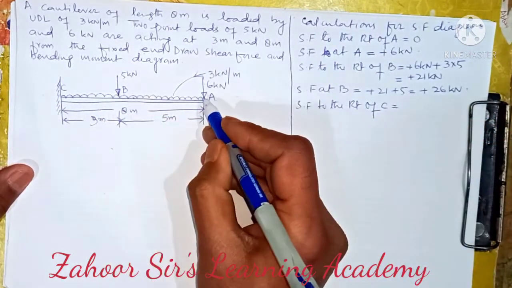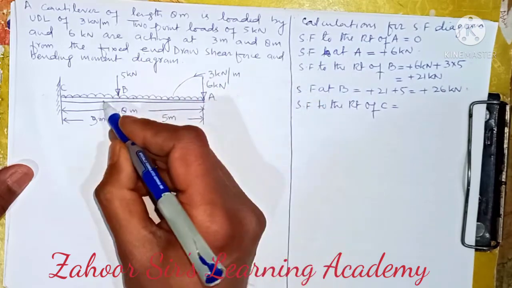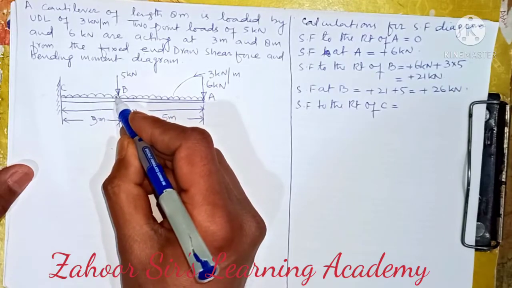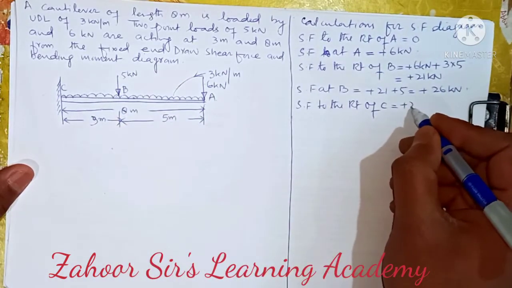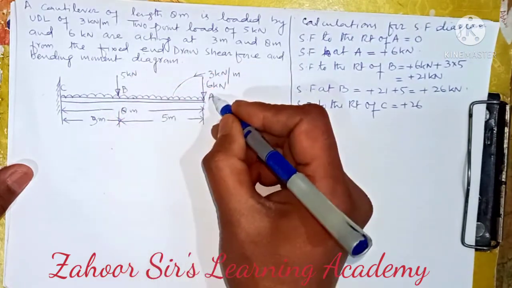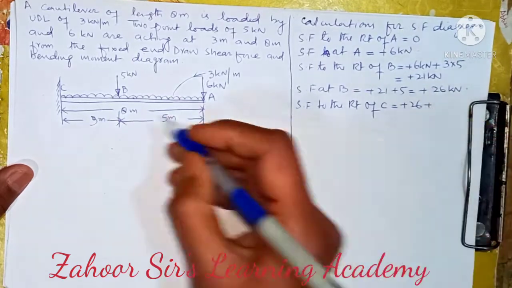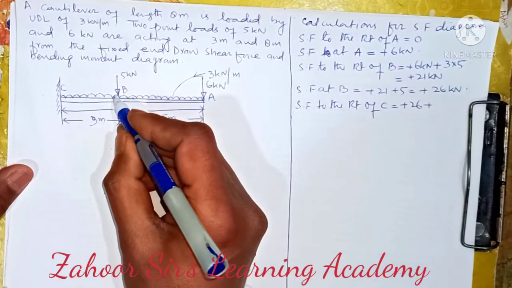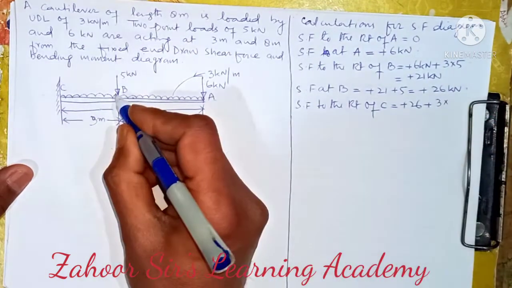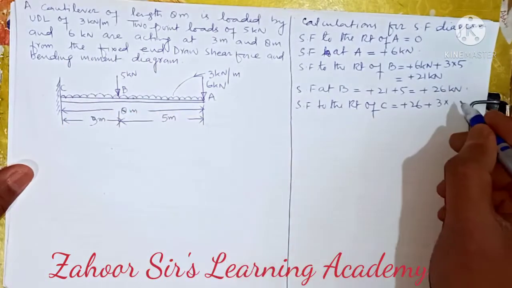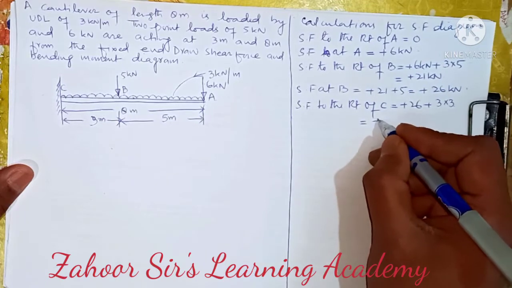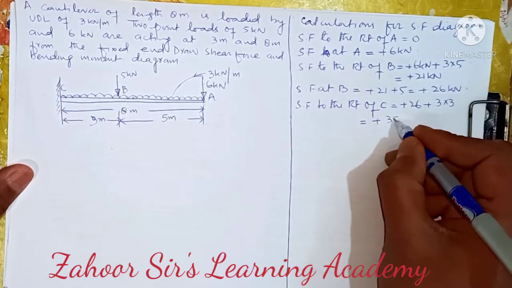To the right of C is this SF plus this UDL from here to here, which we have not calculated yet. So I will write first plus 26, that we have taken care of this load up to this point. Now same way we have to convert this UDL into the load, that is, it is 3 kilonewton per meter, that means 3, and it is spread over 3 meters, that is 9. So 9, that means plus 35 kilonewton.